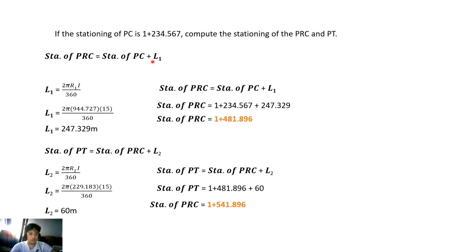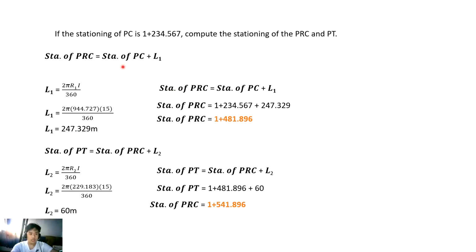So, since wala pa tayong L1, hanapin muna natin yung L1. And para makuha yung L1, we're going to use the formula 2 pi R1 times I over 360. Then substitute lang natin yung mga pwedeng substitute. So, ang R1 natin ay 944.727. Then, ang I naman natin ay 15 degree. All over 360 and we'll get 247.329 meters para sa L1.